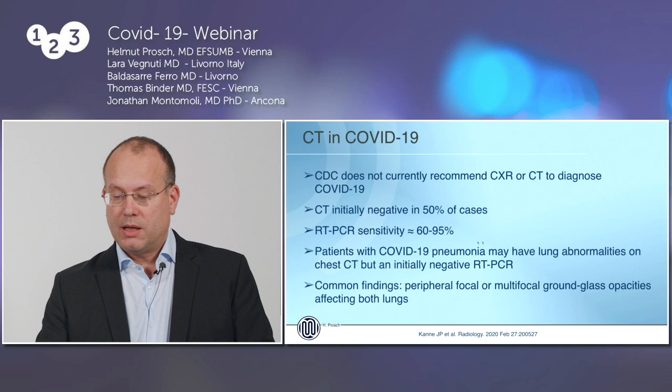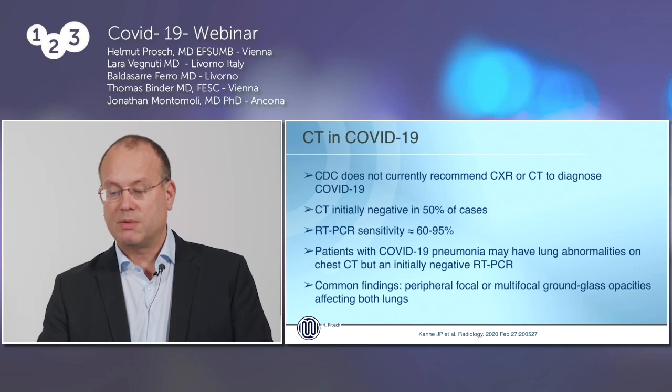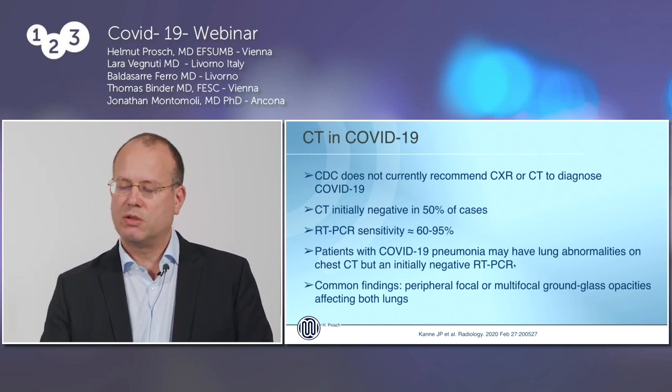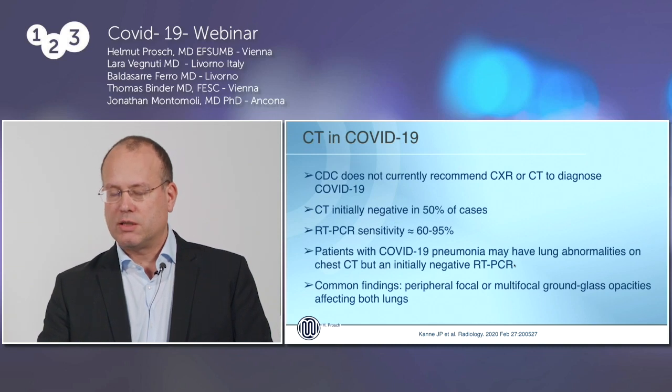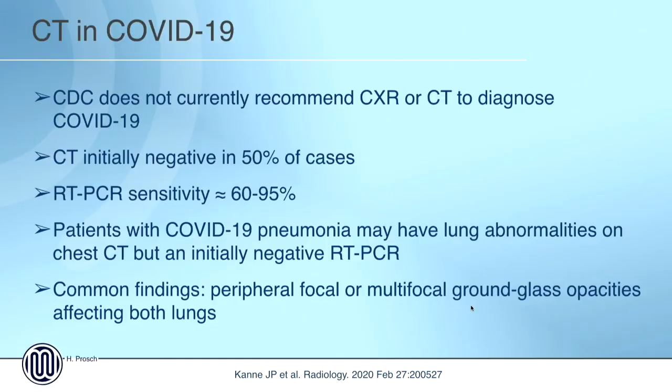However, again, nothing is perfect. Sometimes the RT-PCR is negative initially, and you already see findings on the CT scan, so this may happen. So what you see on a CT scan typically are peripheral, focal, or multifocal ground glass opacities, as I just showed you, which affect both lungs. Sometimes you see also consolidations, and then over time you see more extensive findings, and we will see later a case showing that as well. So these are the initial findings we are looking for in these patients.